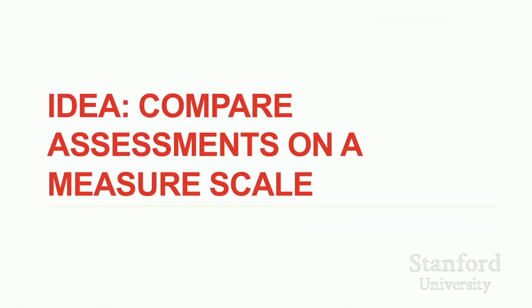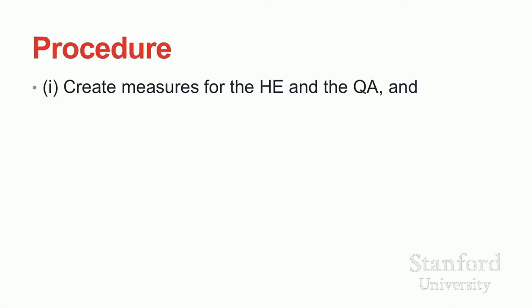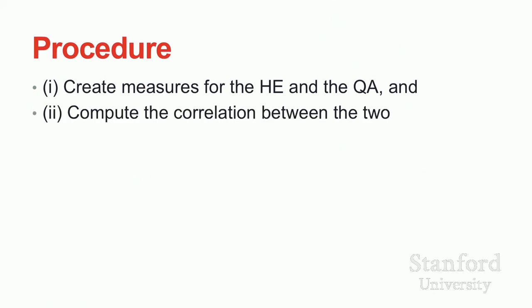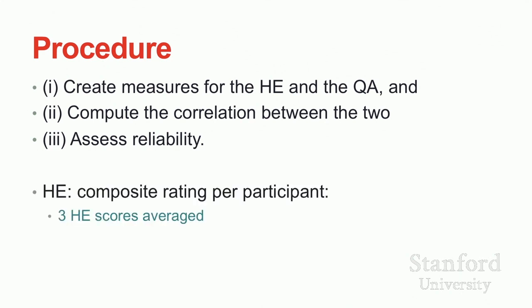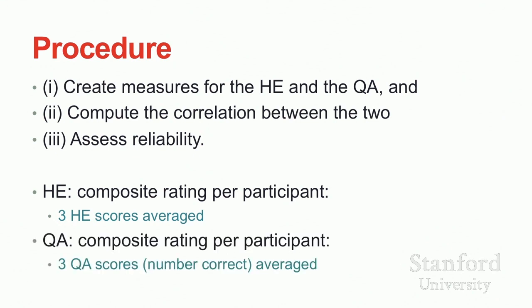So the new idea is to compare assessments on a measure scale. So this is the new thing that we did. The procedure is the following. We create measures for the heuristic evaluation (HE) and the question answering (QA) approach, we compute the correlation between the two, and we assess the reliability. For the HE, the composite rating per participant was to average the 3 HE scores, and for the QA, the composite rating was the number correct averaged.